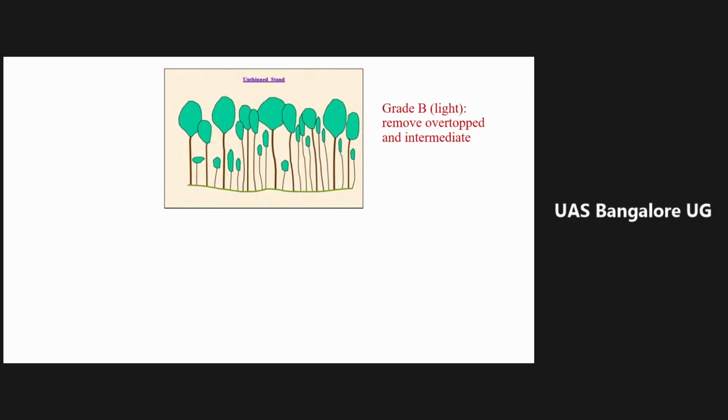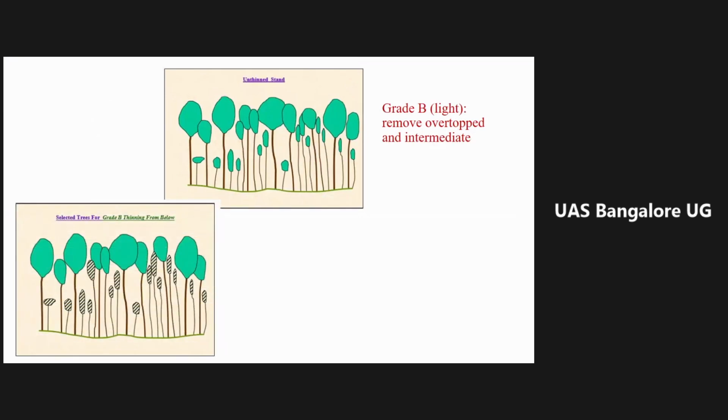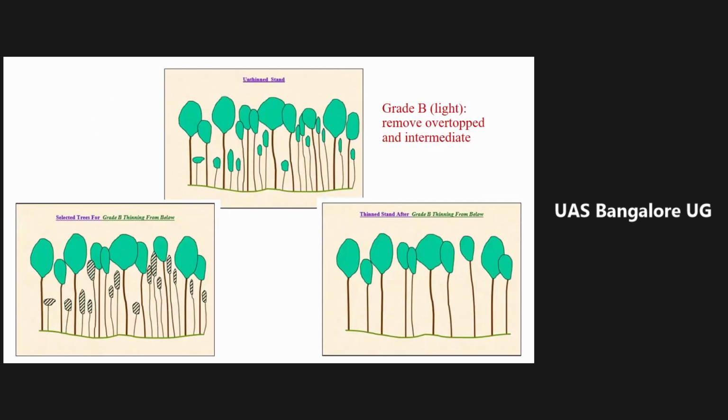Then the second intensity, the second one is grade B. It is also called light thinning. Here mainly the overtopped trees and intermediate trees are removed from the stand. Okay, you can see the images. First one is the unthinned stand, and the second picture is the selected trees for the grade B thinning from below. Here you can see the dotted lines, that is mainly the suppressed and the intermediate trees selected for thinning. And finally you can observe the thinned stand after grade B thinning from below.